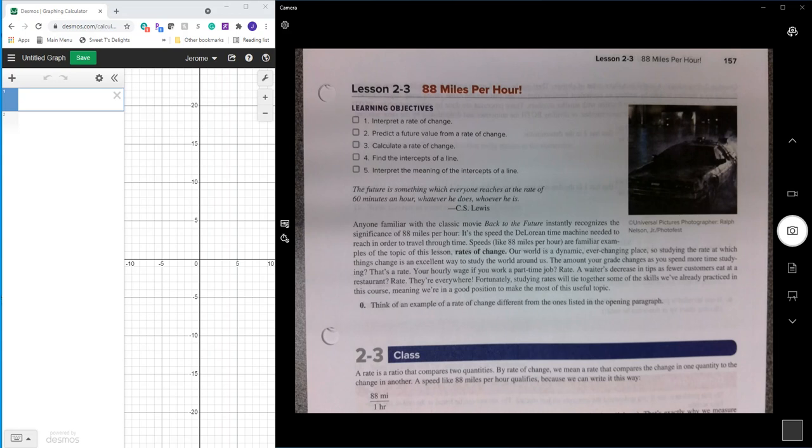Our learning objectives are to interpret a rate of change, to predict a future value from a rate of change, to calculate a rate of change, to find the intercepts of a line, and interpret the meaning of the intercepts of a line.